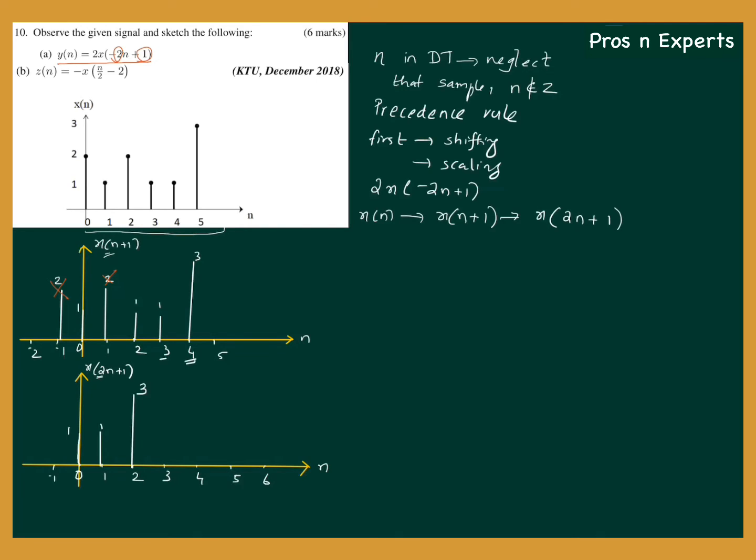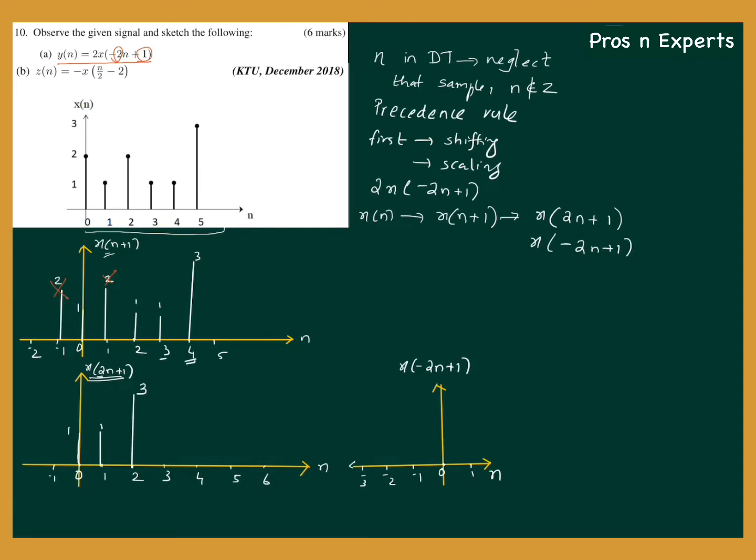And finally, our question is to find out x of minus 2n plus 1. We have to find twice of this also, but anyway, we will first find out x of minus 2n plus 1. We have x of 2n plus 1 here. What is x of minus 2n plus 1? You just flip the signal about the y-axis.